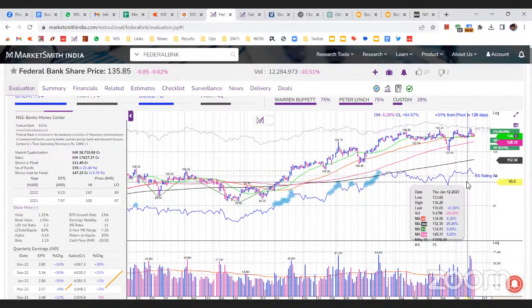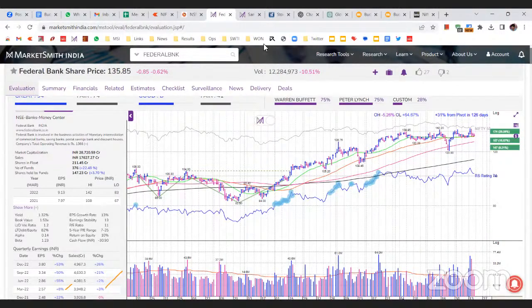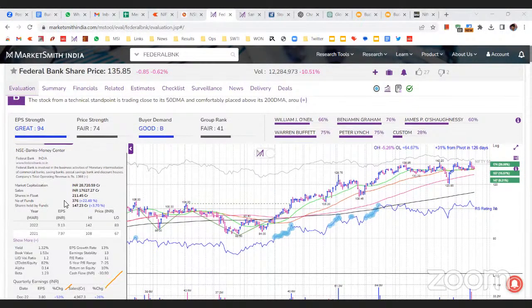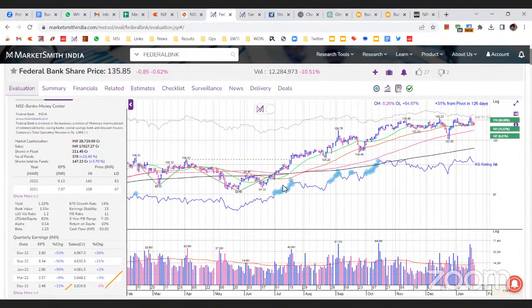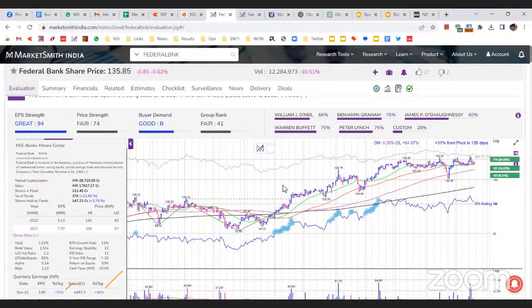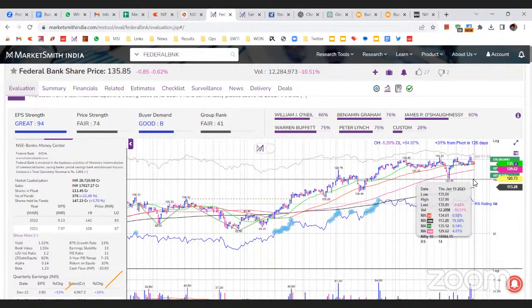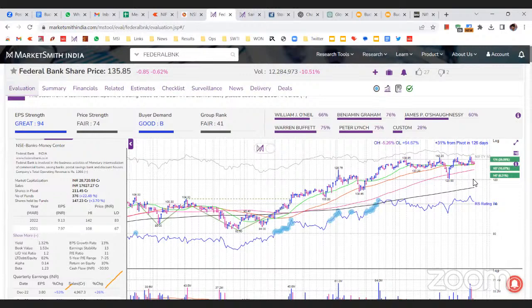Till that point in time, you can continue to hold it, because as you can see from the William O'Neill parameters, the number of funds holding has been consistently improving quarter on quarter. If you talk about the fundamentals, the EPS strength is really great at 94. The price trend did come under some pressure in the last 1 month or so, where the stock is moving sideways. But it's consolidating around the 50 DMA mark, and 50 DMA is a very important line for institutional investors as well. So if the stock rebounds from here, it can move in a higher trajectory as well.